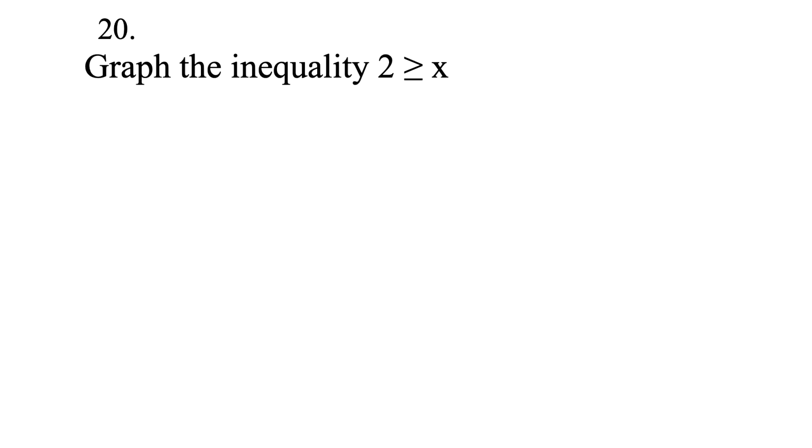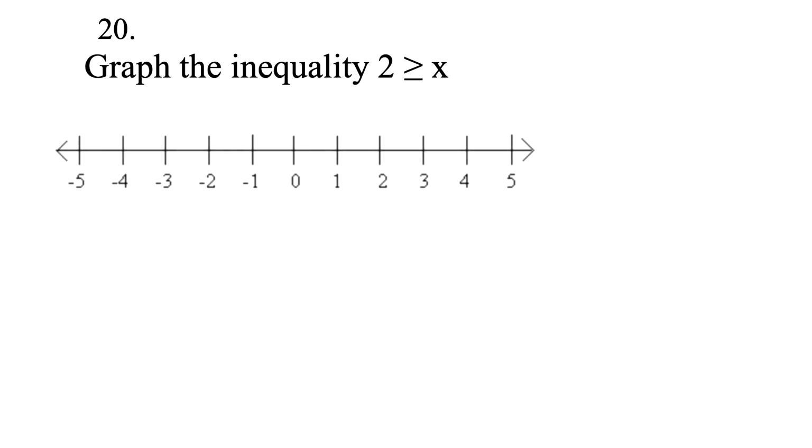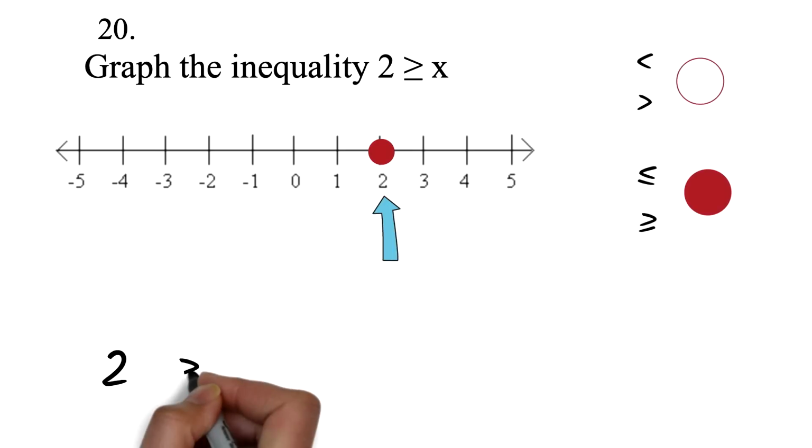Graph the inequality 2 greater than or equal to x. Let's bring our number line. We follow our steps. We first locate our point, in this case 2. We decide if it should be a shaded circle or not. In this case, it will be shaded because it's greater than or equal to. We said it's shaded if there is an equal to. Then finally, we find out the direction of our arrow.